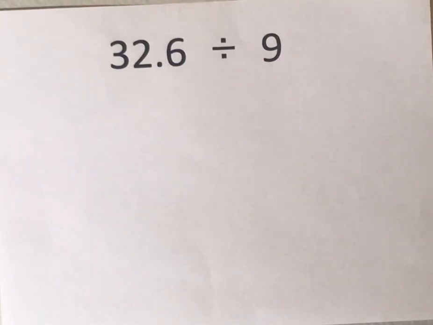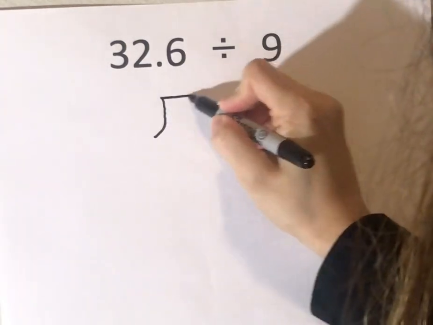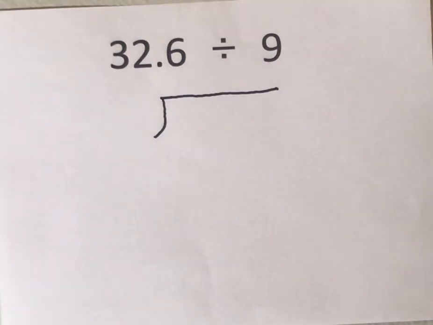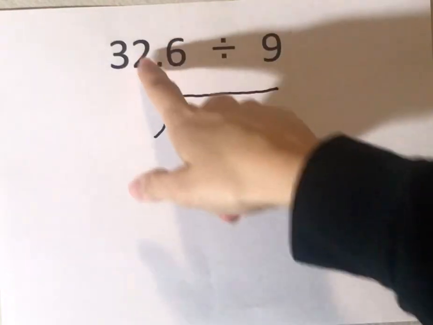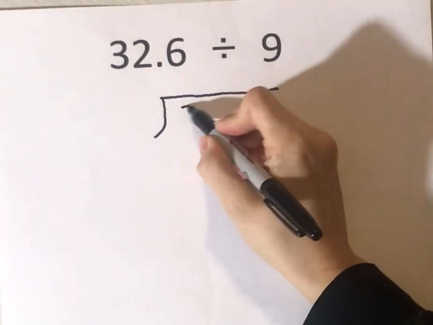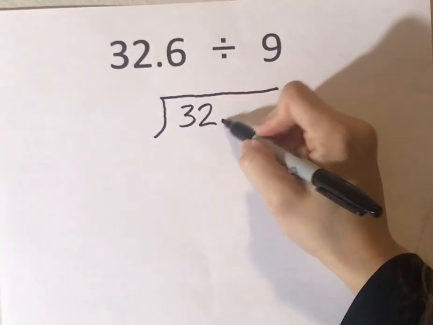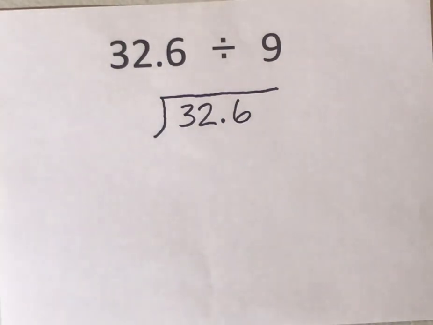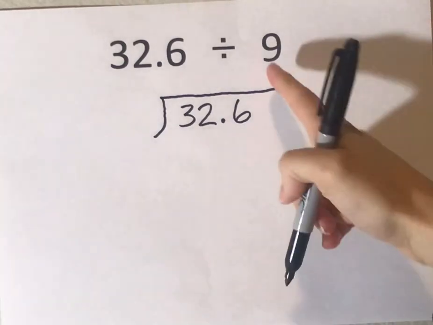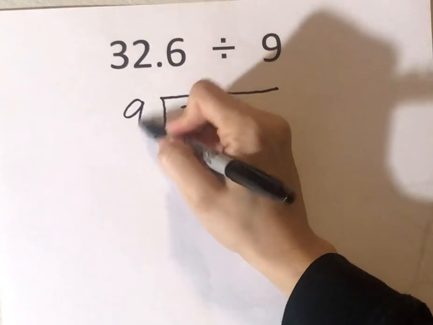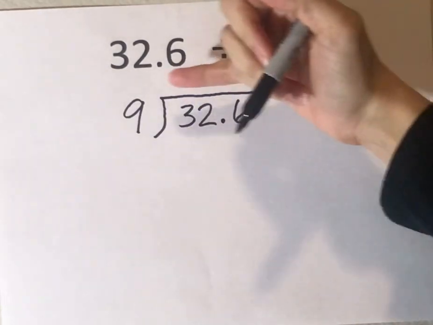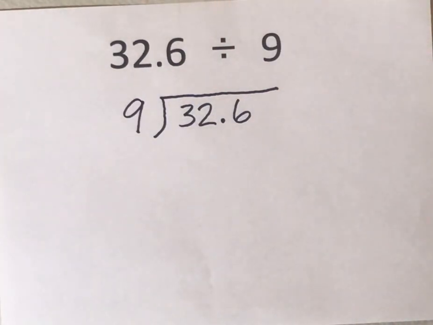So when you set this up with a bracket, so this is the bracket that I'm talking about, remember that the dividend always goes inside, or the first digit. So I'm going to put the 32 and 6/10 inside the bracket. And then the divisor will go on the outside. And then the quotient will go on the top. Okay? And that's what we're trying to find out, is the quotient.